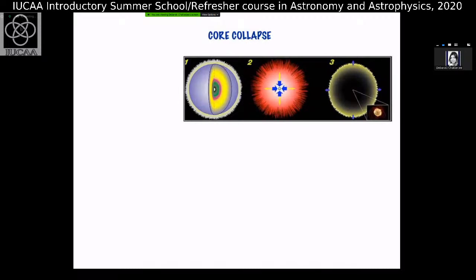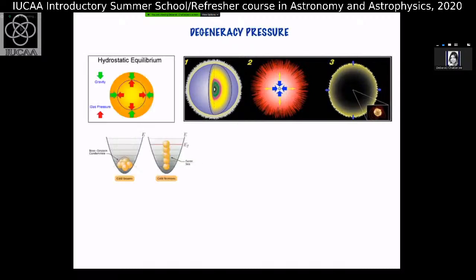What is formed in the center depends on the initial mass of the progenitor star, and it could be a neutron star or a black hole. So we have to look at a certain important aspect here, and this is called the degeneracy pressure.